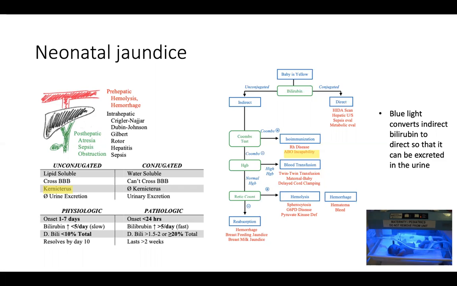So prehepatic forms of jaundice, examples of that would be hemolysis or hemorrhage. And intrahepatic, in the liver, are going to be the things that we had talked about before, like Crigler-Najjar syndrome, Dubin-Johnson, Gilbert, Rotor, hepatitis, or sepsis. And then posthepatic are going to be things like atresia, sepsis, or obstruction.